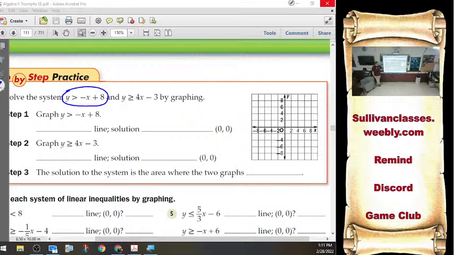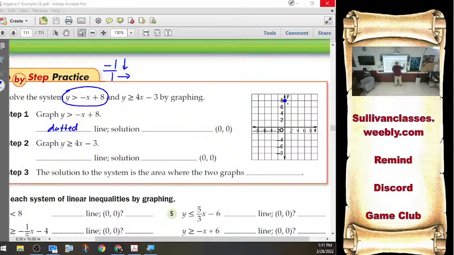Yellow inequality, solid or dotted? Got it. Okay. Where am I starting? On positive 8, on the y-axis. You gotta put that in there, guys. Yep. What is my slope? I don't see a number there. Your slope is negative 1 over 1. Put it over 1 as a fraction, and then down and right.